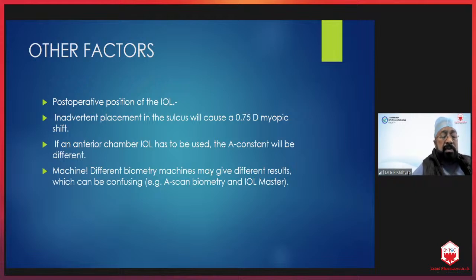Sometimes I have got a variant. If the keratometry is not giving a good result, I do a manual keratometry, and then a handheld keratometry, then a variant, then I do an IL Master, and then ultimately I see which two are nearest, and then I use that keratometry.